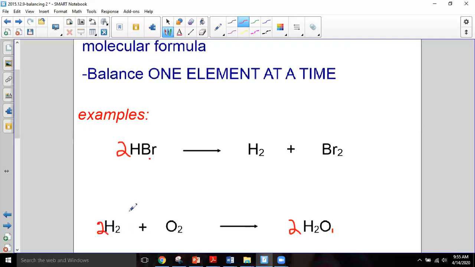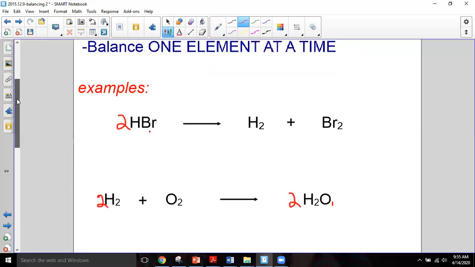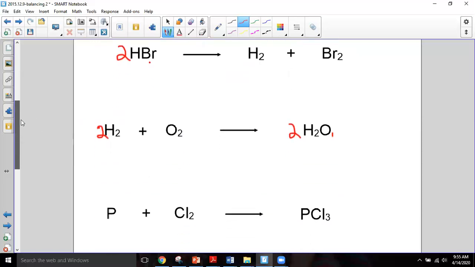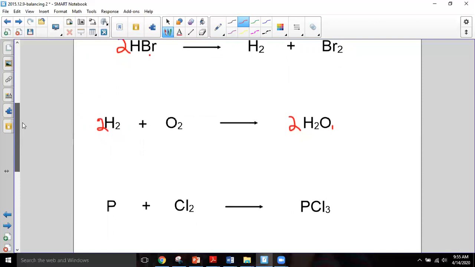So far, so good, so easy. Both elements are balanced. This reaction is balanced. A couple last ones that are a bit trickier.